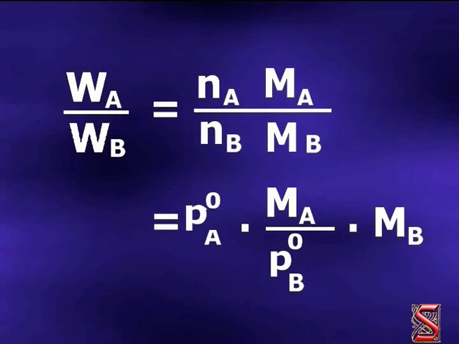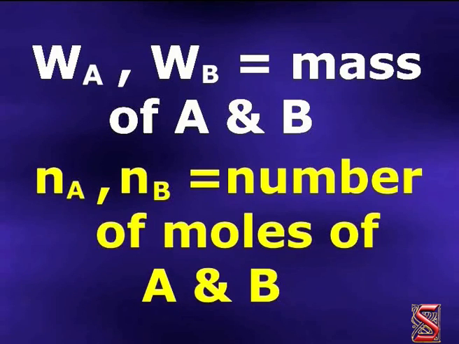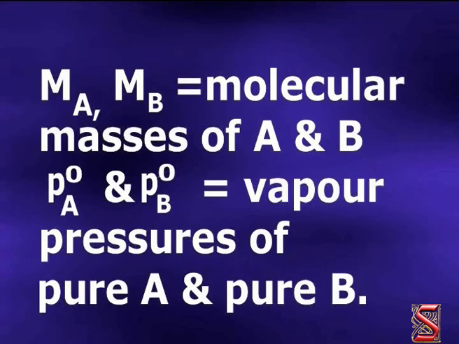If the two liquids are A and B, then WA by WB is equal to NA MA divided by NB MB, which is equal to P0A into MA by P0B into MB. WA, WB are the masses of A and B. NA, NB are the number of moles of A and B. MA and MB are the molecular masses of A and B. P0A and P0B are the vapor pressures of pure A and pure B.